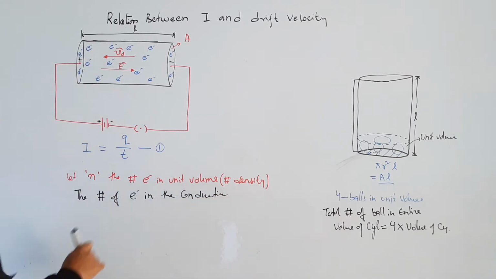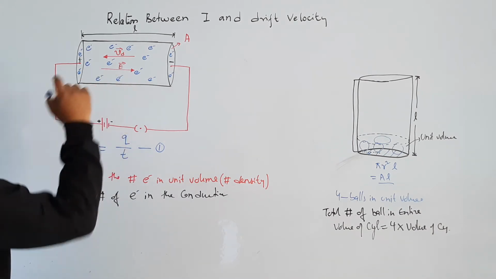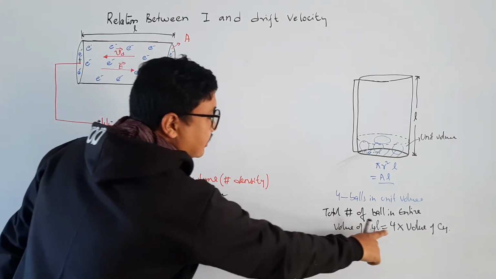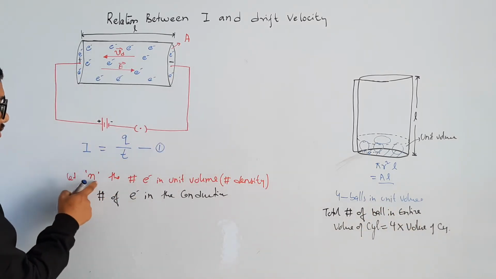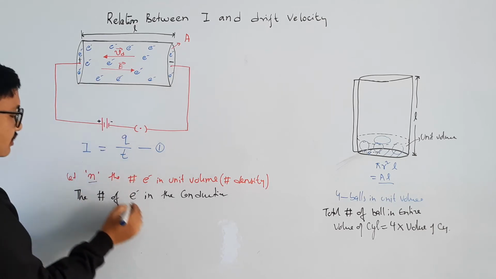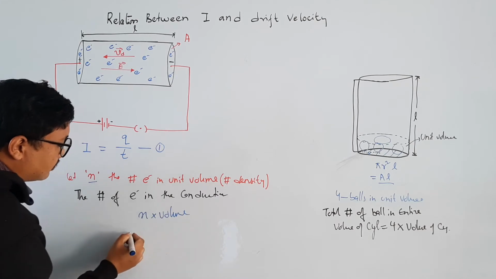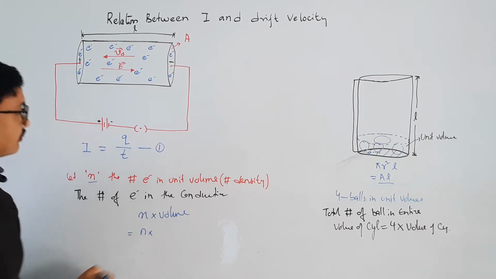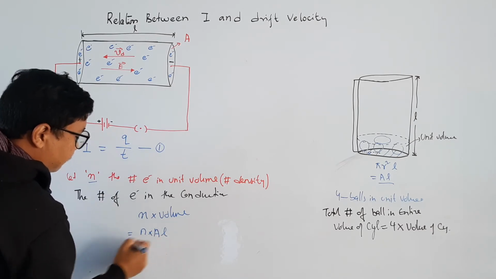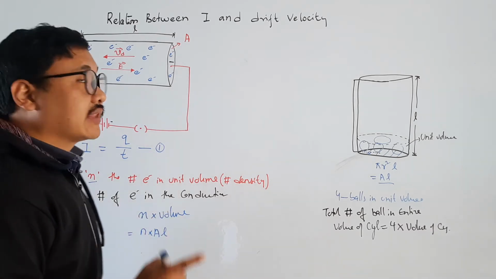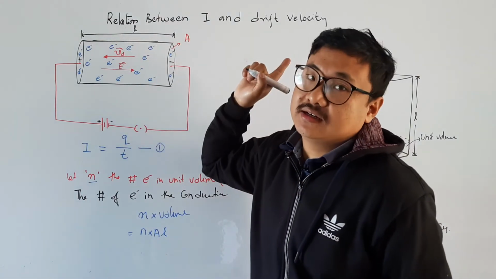First I have to write the total number of electrons in the entire conductor. It will be the number of electrons per unit volume, N, times the volume of the cylinder. The volume is A into L. So N A L is the total number of electrons present in this conductor.